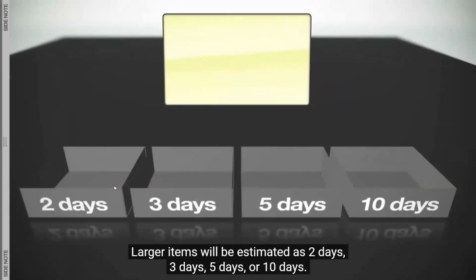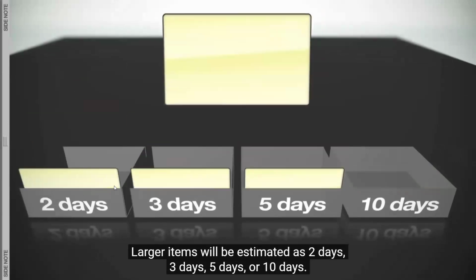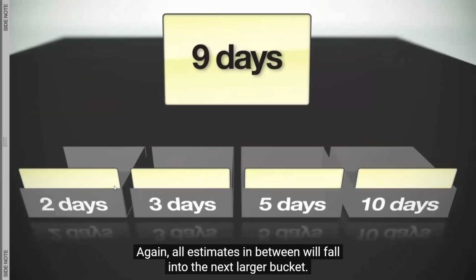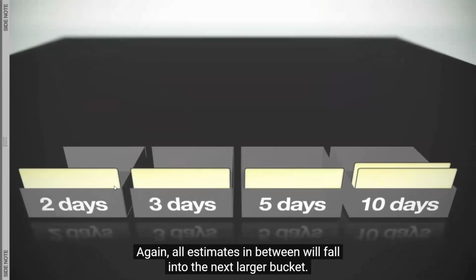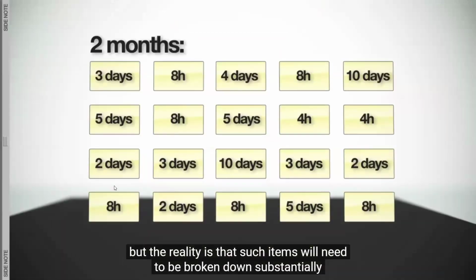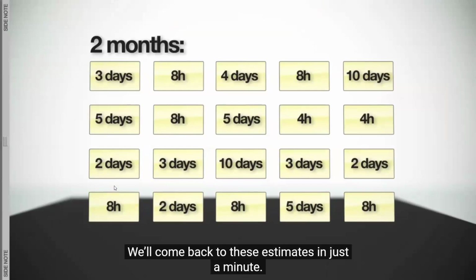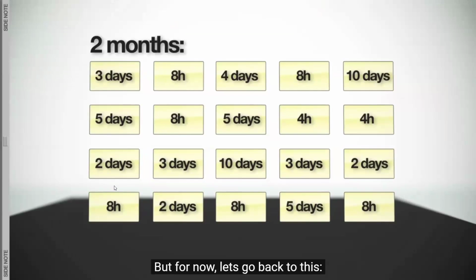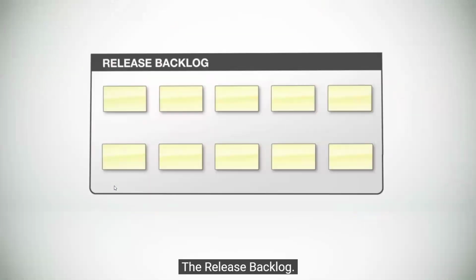Larger items will be estimated as 2 days, 3 days, 5 days, or 10 days. Again, all estimates in between will fall into the next larger bucket. Extremely large items are similarly estimated in months: 1, 2, 3, or 6 months. But the reality is that such items will need to be broken down substantially before work actually begins. We'll come back to these estimates in just a minute. But for now, let's get back to this, the release backlog.